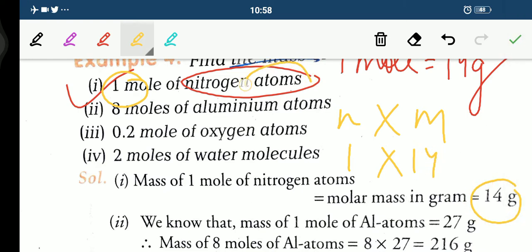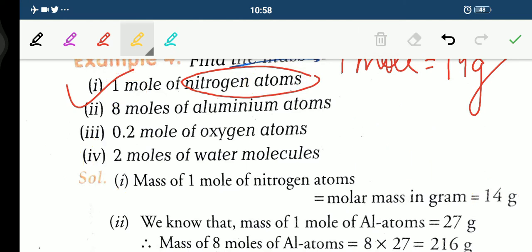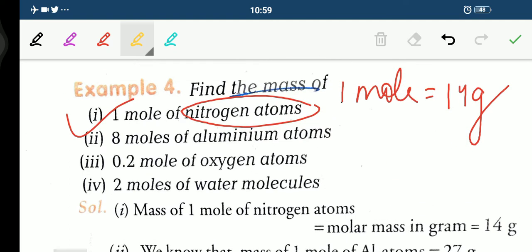Remember this thing, beta, here atom is there. Atom is associated with it, so we need to know the mass of nitrogen atom only, not molecule. If it were a molecule, we would need to multiply this 14 gram by 2, because in N2 there are 2 atoms associated. Clear, bachche? So this was the formula method, the direct method, that to find the mass, the formula is number of moles into molar mass. But what if we need to calculate it by the unitary method, which I have already told you?